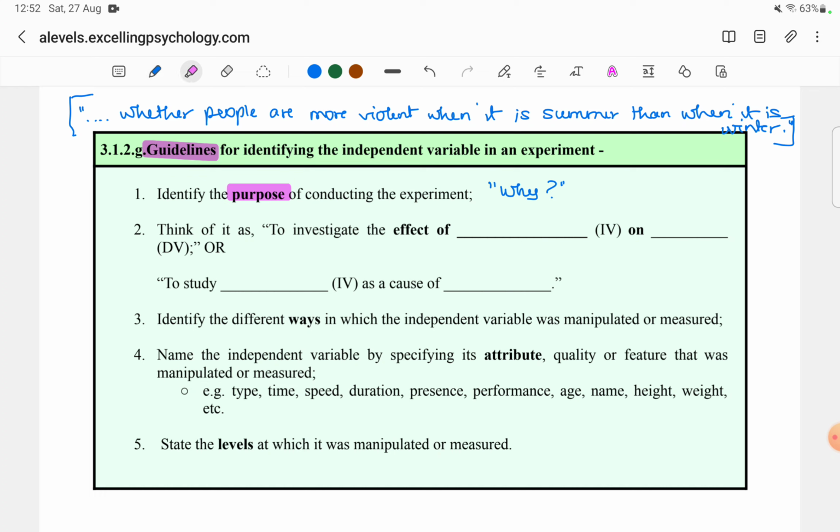Once you've done this, whatever purpose you've understood, you need to phrase it in a certain way. So I've presented a template here, which is: to investigate the effect of dash on dash. Once you know the purpose, you want to put it into these terms. Again, you need not write it in your notebook or your exam paper. You have to do this practice mentally. So what you tell yourself is what the researcher wanted to investigate, the effect of what on what. So I would answer that the experimenter wanted to study the effect of the season on violence.